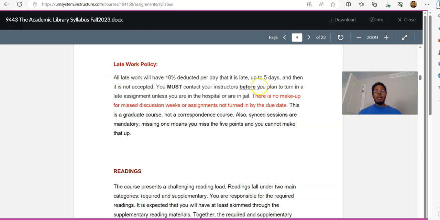All right, late work policy, and this is something that you do want to pay attention to. So yes, again, this information is here so that I can protect myself. All late work will have 10% deducted per day up to 5 days, and then it will not be accepted. And this does not include discussion boards. There are no makeups for discussion boards, but other things.